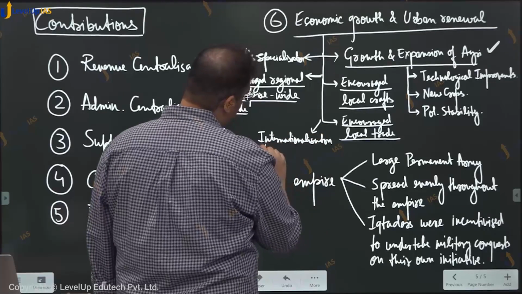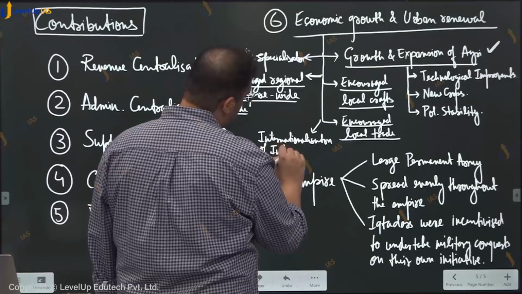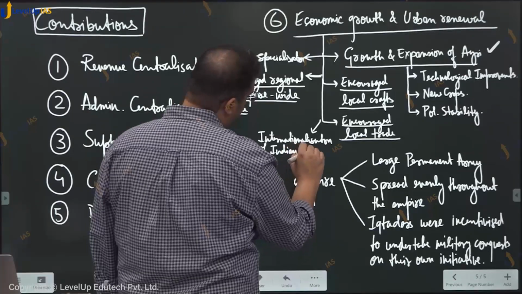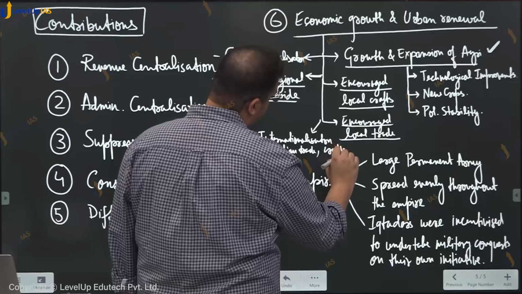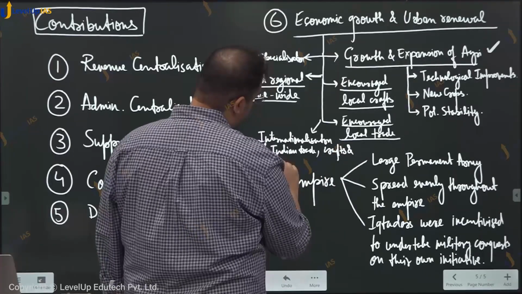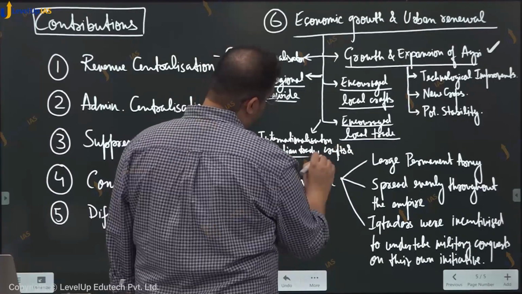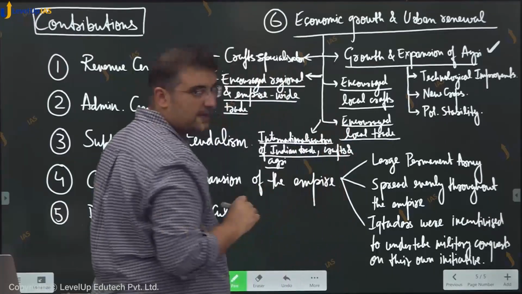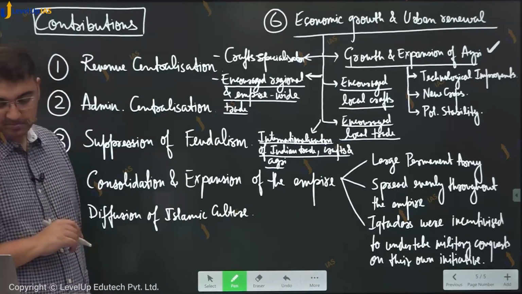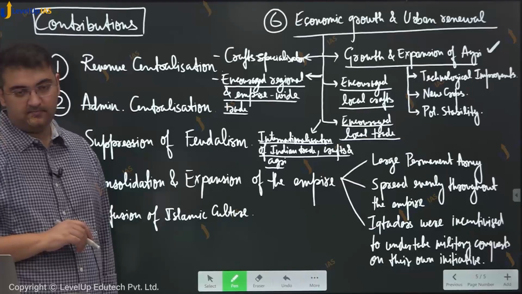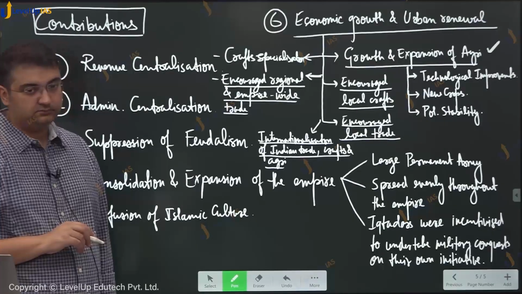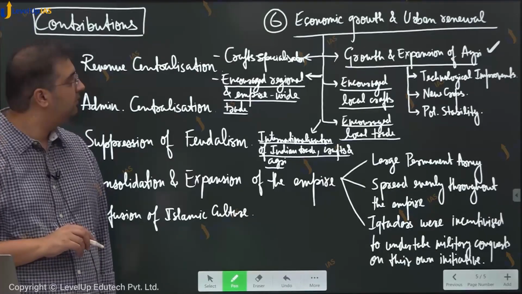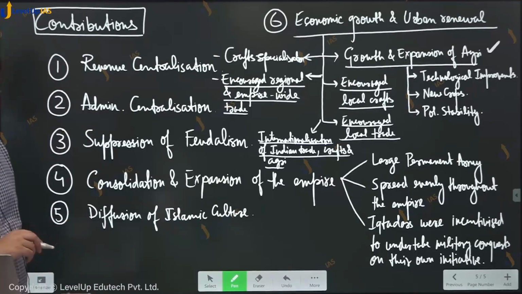So the Iqta system also played a crucial role in the internationalization of Indian trade, crafts, and agriculture. ठीक है? So these were the contributions of the Iqta system.